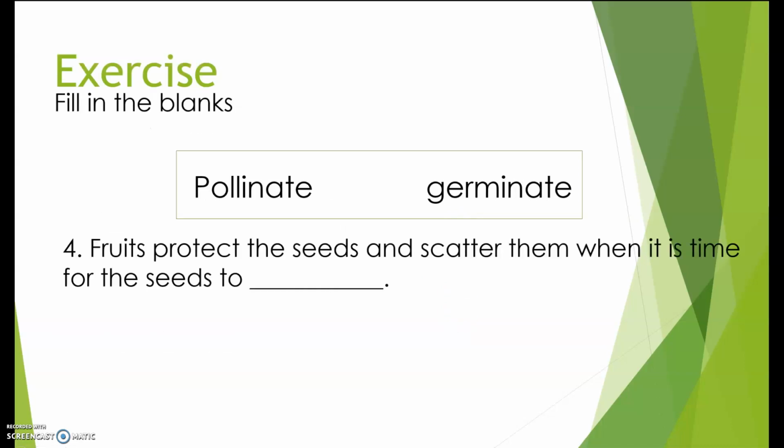Next. Number 4. Fruits protect the seeds and scatter them when it is time for the seeds to blank. Choose your answer, pollinate or germinate.